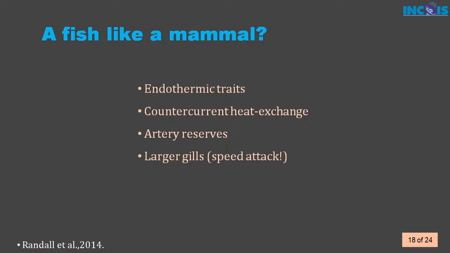Before going to the oxygen part, I will just say what evolutionary process has done with the tuna. It is called a fish that behaves almost like a mammal, a warm-blooded fish. It shows the characteristics of a mammal, it has endothermic traits, same thing that I mentioned earlier, that it can maintain the core body temperature even in colder water. So it will not freeze like a snake, but it will behave like a mammal.